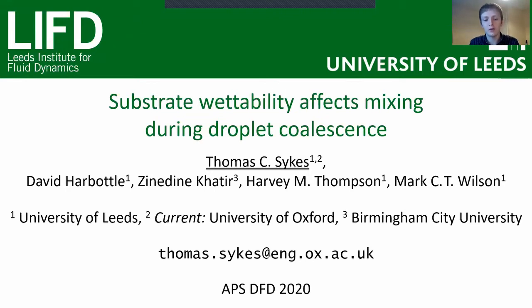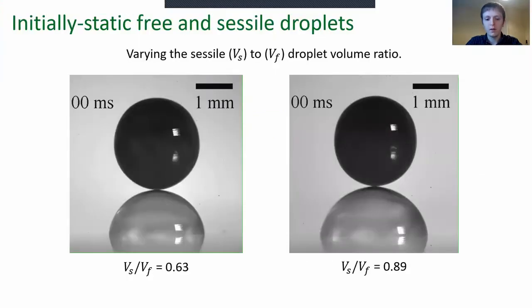So let's see how substrate wettability affects mixing during droplet coalescence. This work uses both high-speed imaging experiments and numerical simulations. As an initial condition, we have two droplets that are just touching and effectively static in axisymmetric configuration.